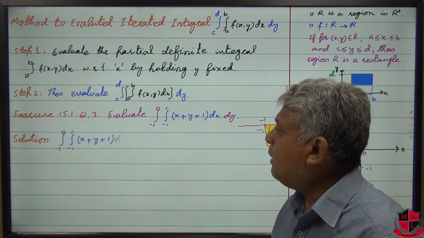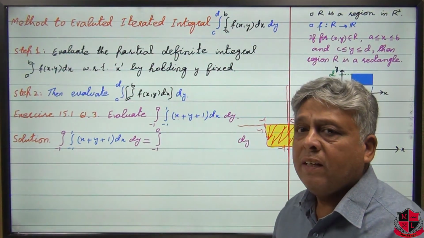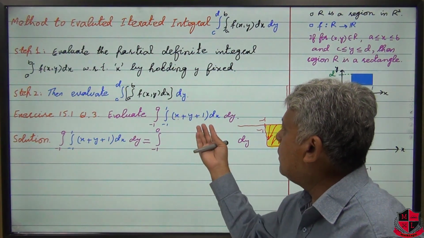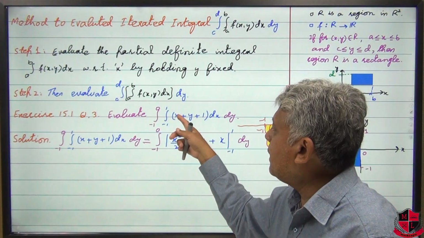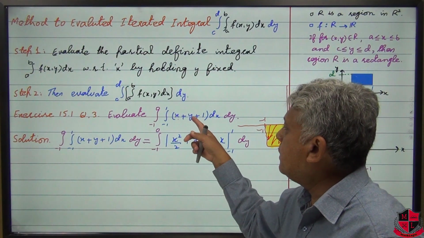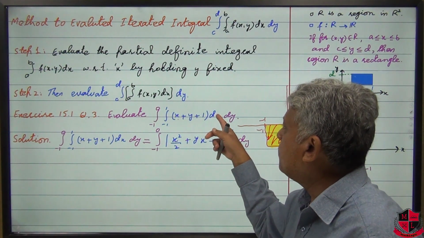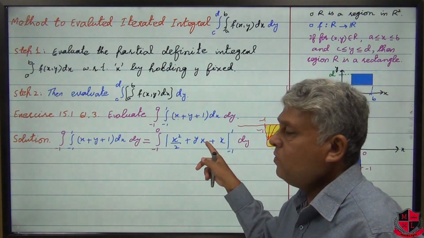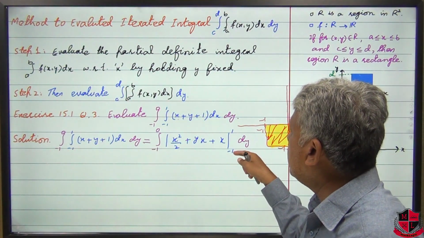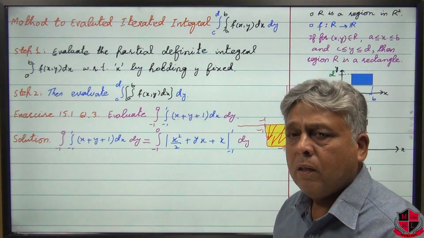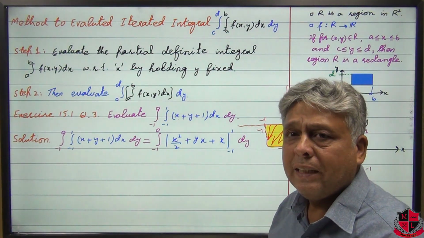In order to evaluate this iterated integral, the outer integral -1 to 0 dy will be the same, and first we shall evaluate the inner integral. In the first term, the integral of x by power rule is x square by 2. In the second term, y is constant and we have to take the integral of 1 with respect to x. The integral of 1 with respect to x will be x. In the third term, the integral of 1 will be x, and the limits of integration are from -1 to 1. Before integrating it with respect to y, we shall solve these limits of integration.